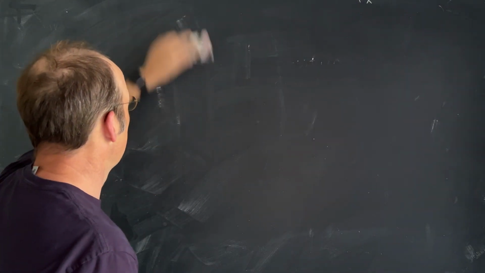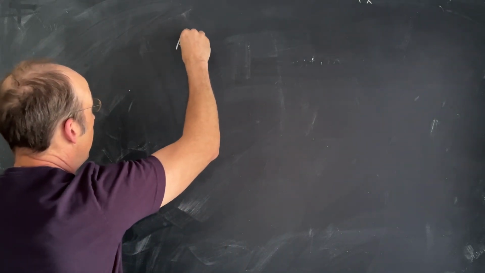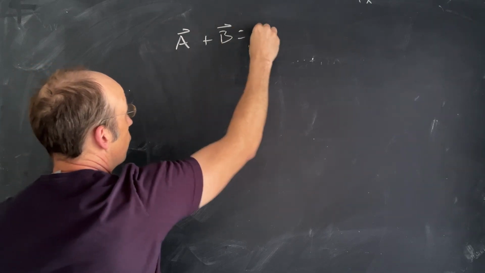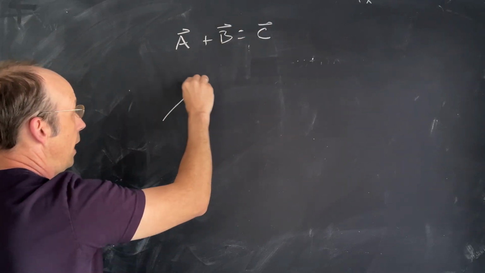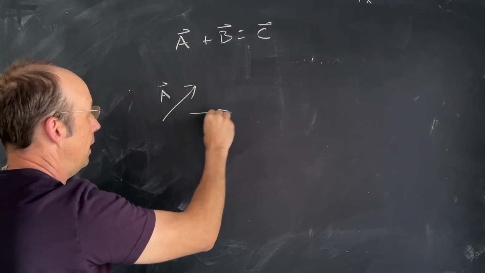Okay, so let's suppose that I have the following problem. Vector A plus vector B equals vector C. So here's my vector A. I'm going to draw them. Here's vector B. I'm going to draw it right there.